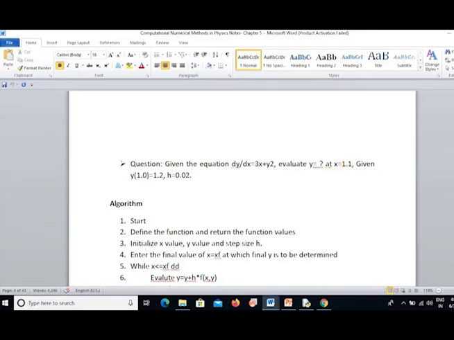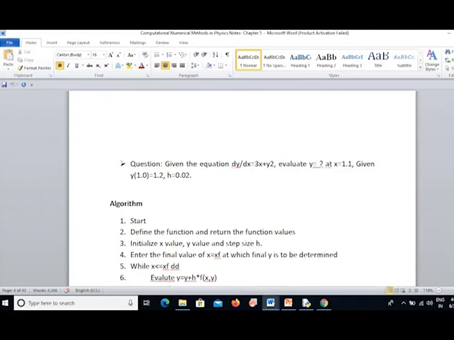So for discussing any of these problems, first what we need is the algorithm. So we haven't discussed the algorithm so far. It is very easy if we know the program. If we know the structure of the program, the same is the algorithm too.